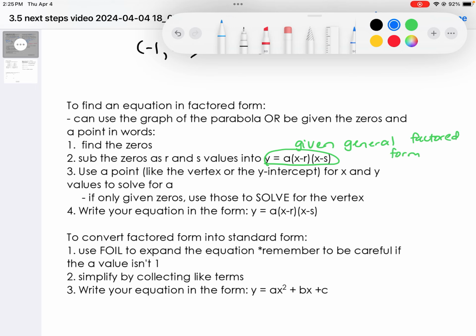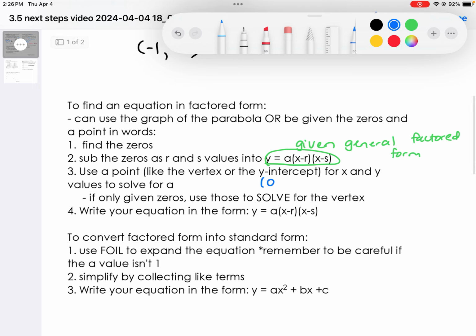And then use a point. You can use the vertex. Lots of students like to use the y-intercept because the x value will always be 0. That makes the math a little bit easier when you are subbing in 0 for x and y values, and you can sub in x, find the y-intercept, and then sub in that x and y value to solve for a.